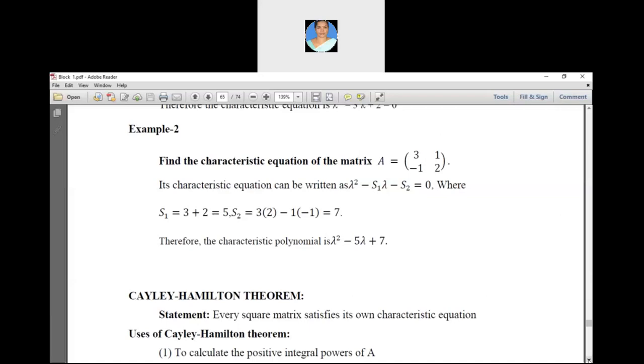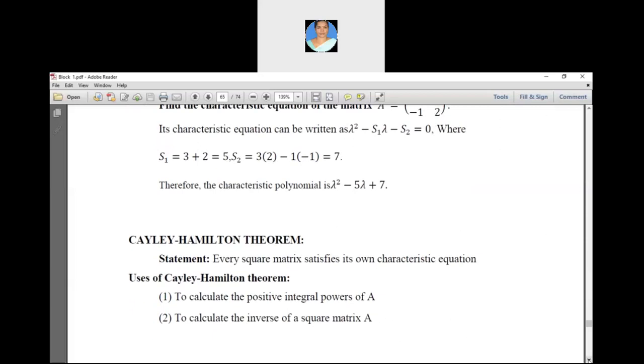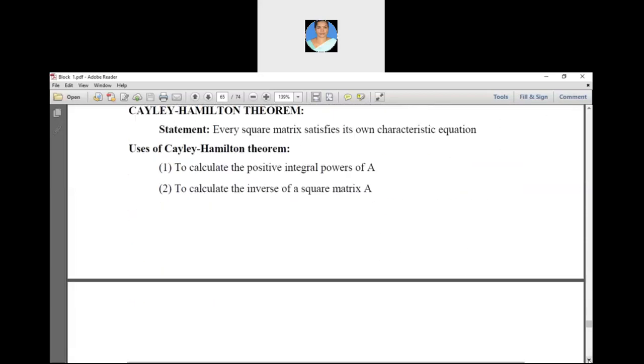Next one is Cayley-Hamilton theorem. Statement: every square matrix satisfies its own characteristic equation. Uses of Cayley-Hamilton theorem: to calculate positive integer powers of A, and to calculate the inverse of a square matrix A.